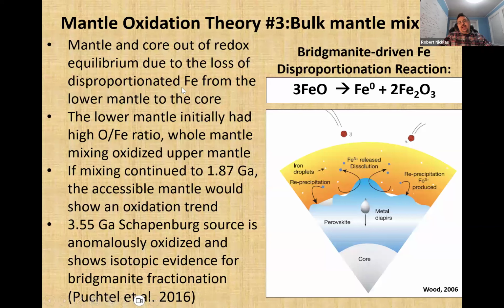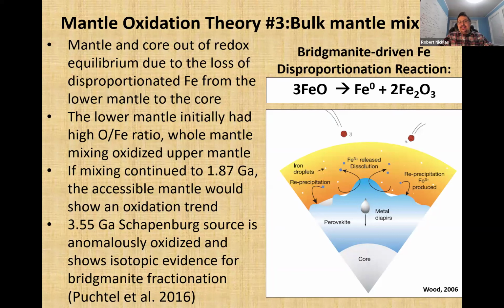So to knock the mantle and the core out of redox equilibrium, mind you, forming a core via equilibrium processes does not do this, because we're still in equilibrium with the core, even if we segregate it. We need some process to knock them out of equilibrium. Sort of the dominant idea among mineral physicists and a lot of people who study early core formation processes is something called Bridgmanite-driven disproportionation. So Bridgmanite, otherwise known as magnesium perovskite, is the dominant mineral in the lower mantle. It's like 90% of the lower mantle.